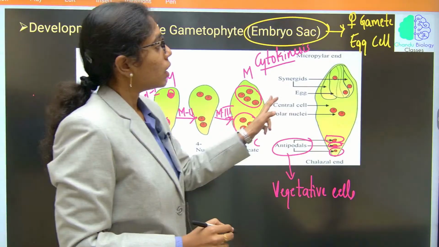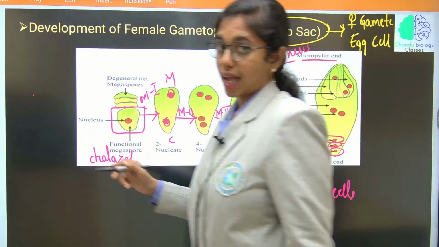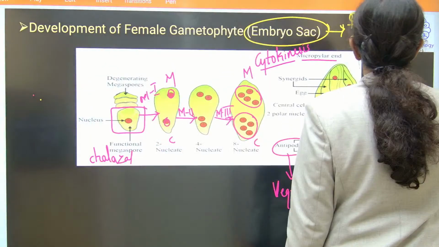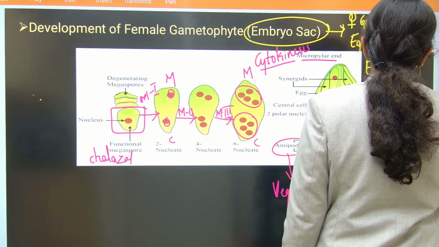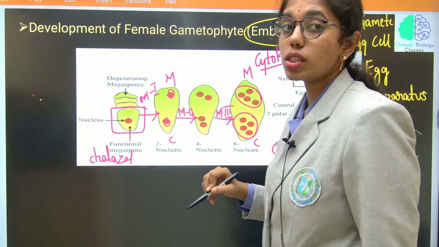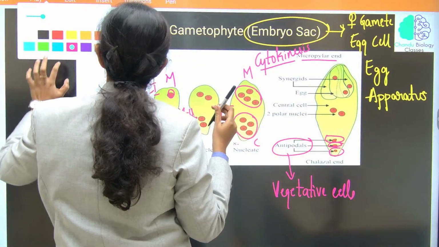Then 3 cells at the micropylar end are addressed as the egg apparatus. And in the egg apparatus, what are the cells that are present? 2 synergids and 1 egg cell.